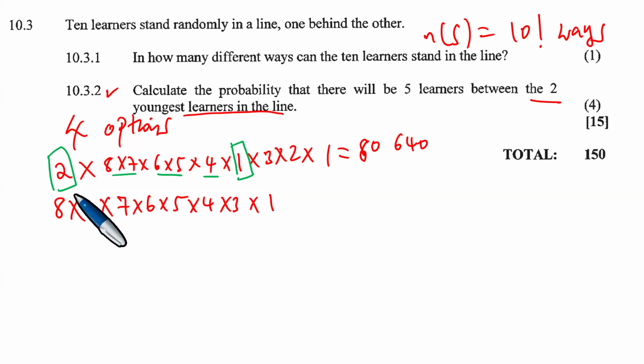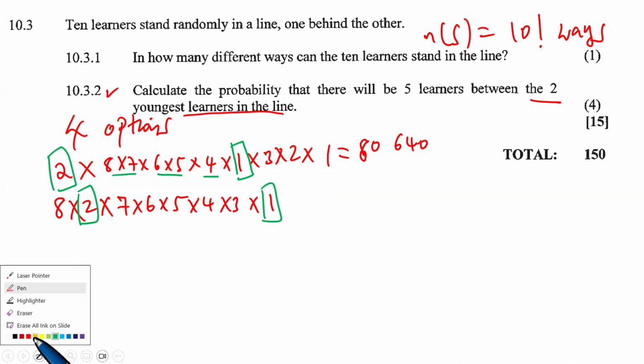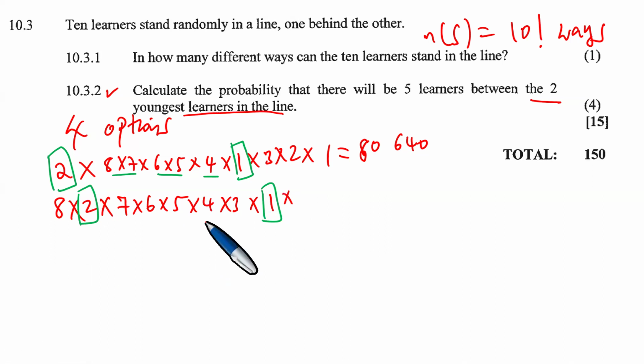So we've put one young learner there and one young learner there, so we put 5 learners between the youngest learners. We continue to say multiplied by 2 times 1. All in all, we're dealing with 1, 2, 3, 4, 5, 6, 7, 8, 9, 10 positions, and therefore this is still 8640.